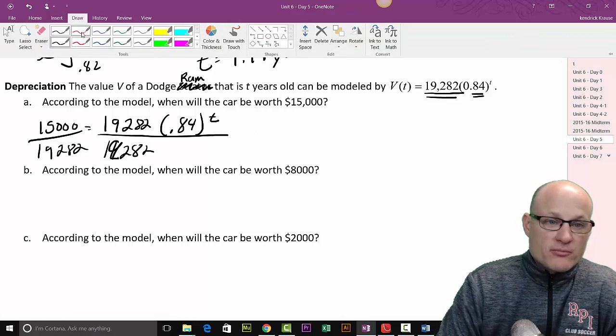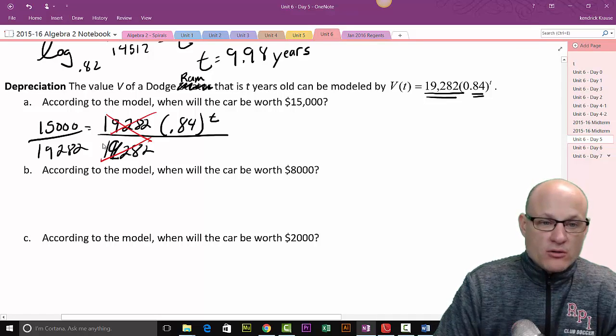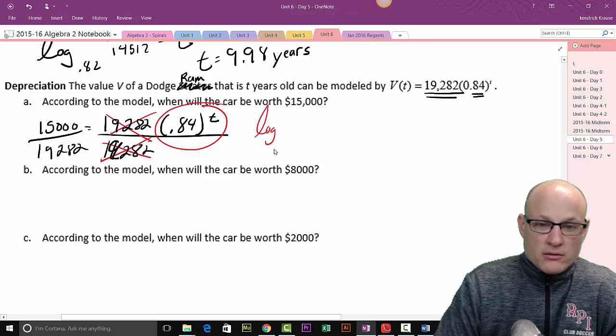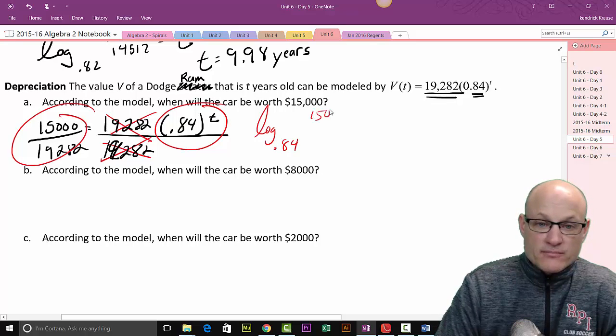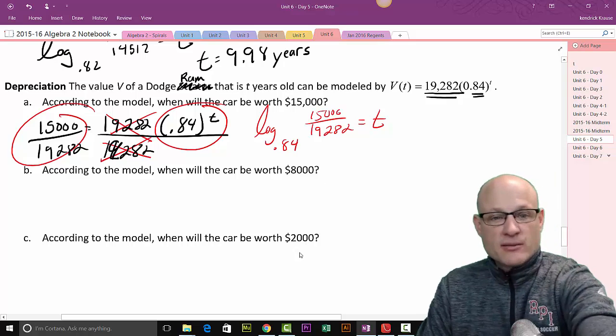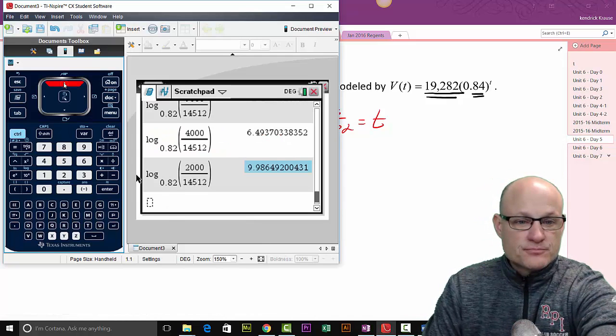Let me go change colors. Maybe my brain will function better. So now I'm going to change the base here. So log base 0.84 of 15,000 over 19,282 is equal to t. So that's what I type in my calculator.